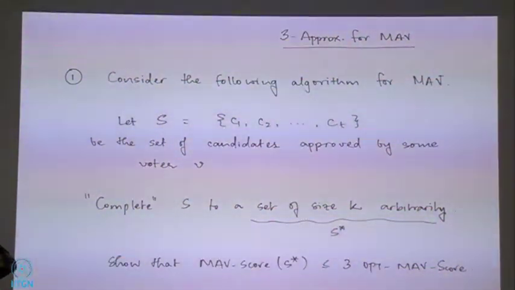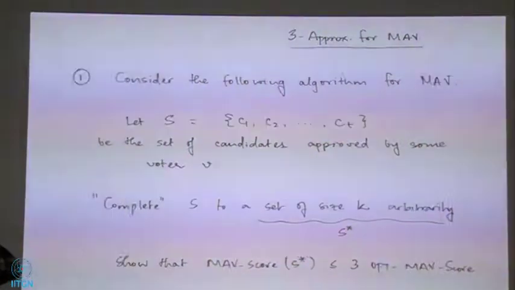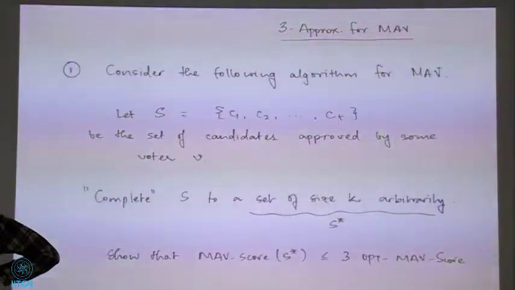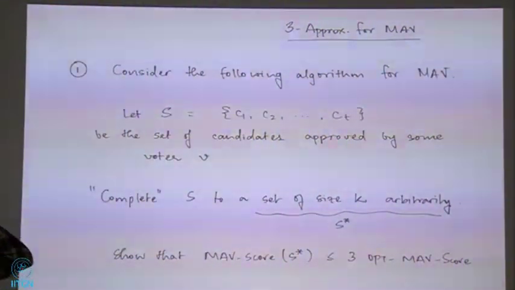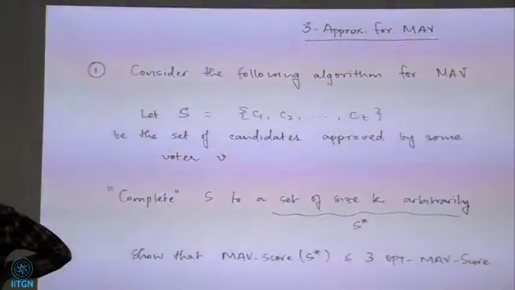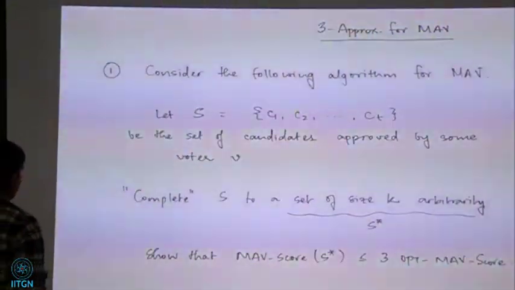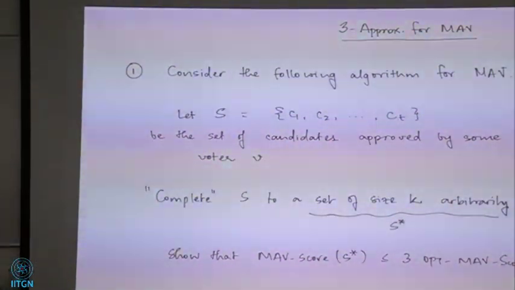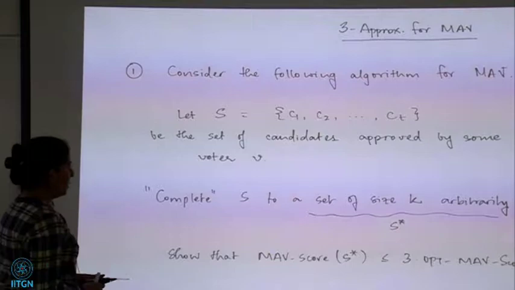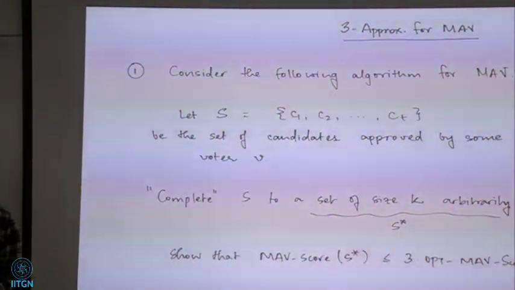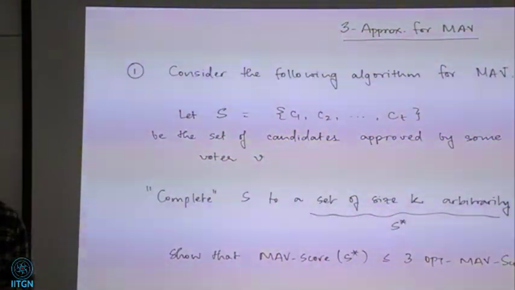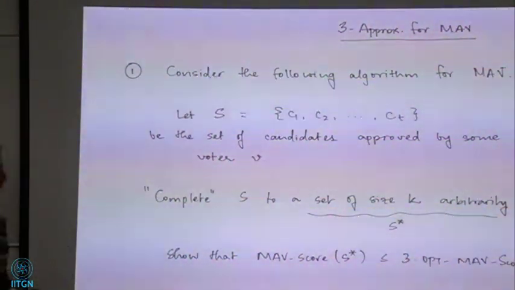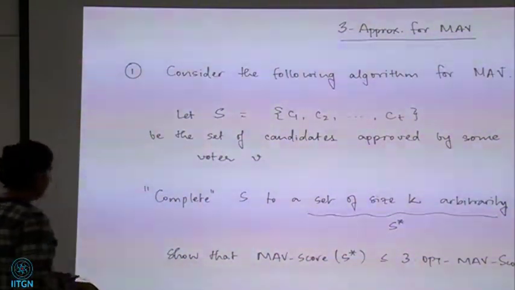And if the voter approves fewer than K candidates, then I'm going to add whatever deficit there is. So if he approves K minus L people, then I'm going to arbitrarily add L people, and then return that as the committee. So that's what I mean when I say complete S to a set of size K arbitrarily. Okay. So I want to argue that this is actually not such a bad committee. Even though the algorithm only takes into account the opinion of just one voter, it's still not very far from what the optimal committee would do.